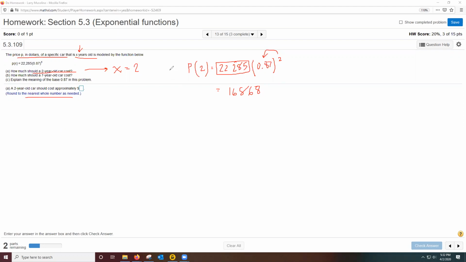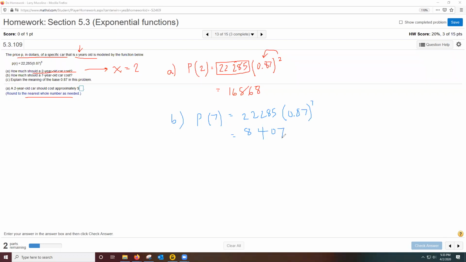All right, so this was part A. Let's go to part B. Part B says, what about a 7-year-old car? Well, that just means evaluate P of 7. So now I'm just going to replace X with 7 and do the same calculation. I should see that the value goes down, because remember, the older a car gets, we expect its value to go down. So when I work this out on my calculator, I'm getting the answer $8,407. Again, rounding to the nearest dollar.